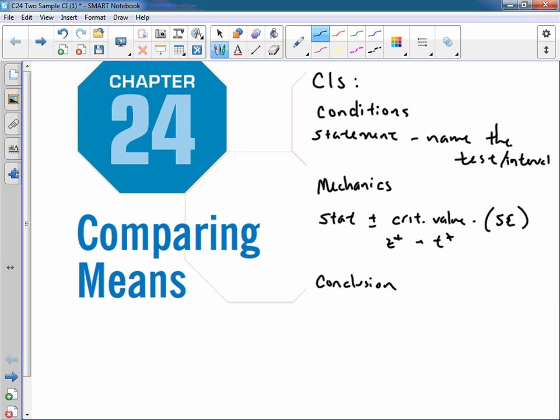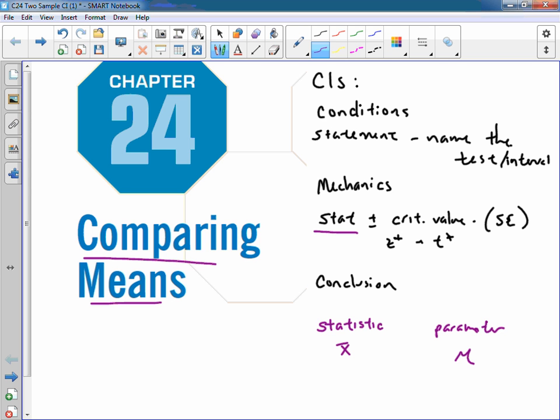Now, this will be very similar to a one sample T interval, but since we're comparing means, we'll have two samples. So if you think about the statistic that you're going to need up here, that'll be compared to a parameter. And I keep making a big deal about this because we need to know the difference. For one sample mean, we have a statistic of X bar or Y bar and a parameter of mu.